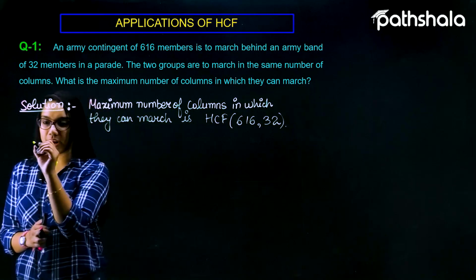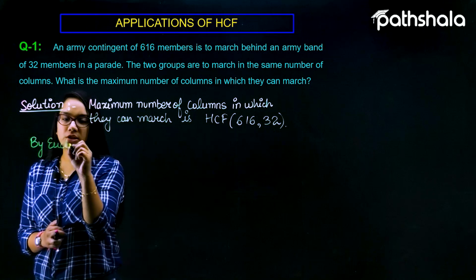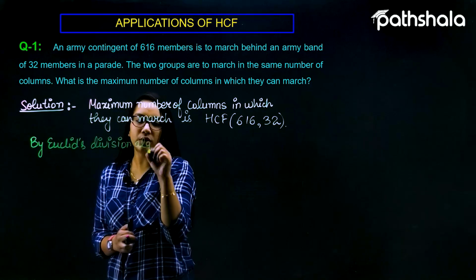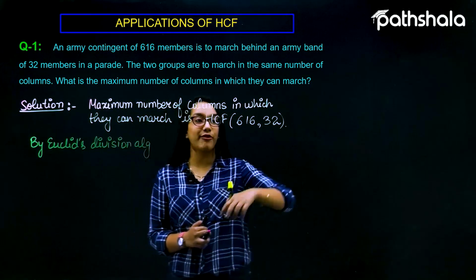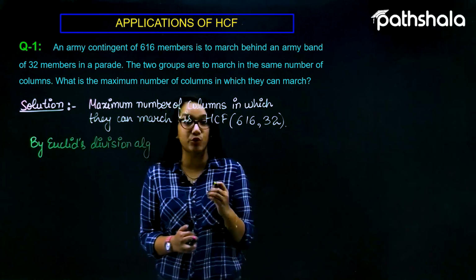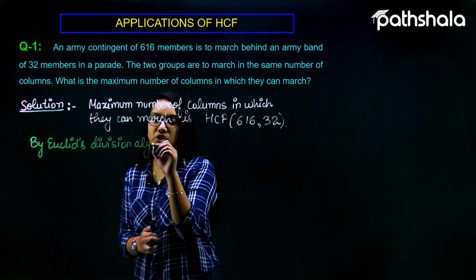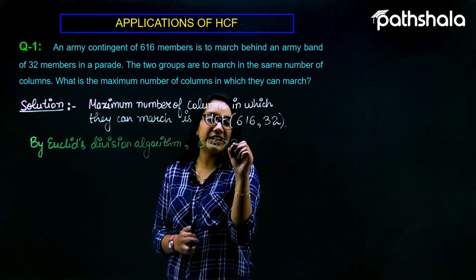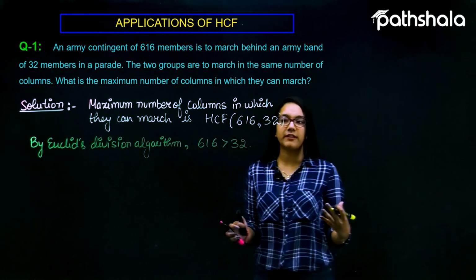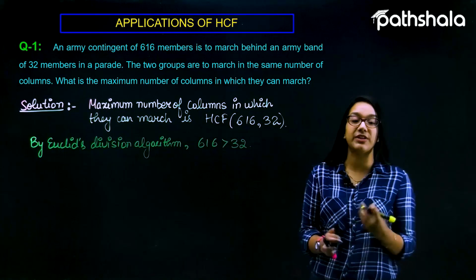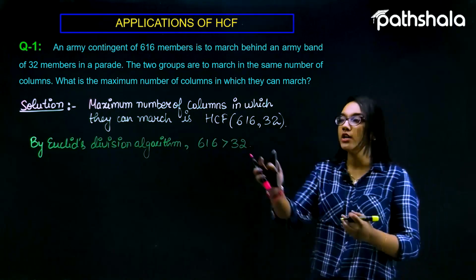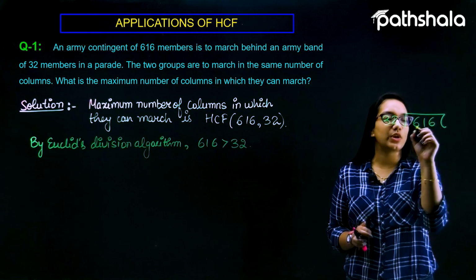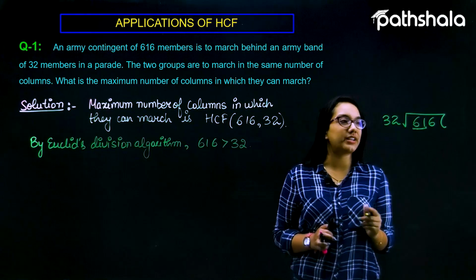By Euclid's division algorithm, if we are finding the HCF of these two numbers, the very first step is this: 616 is greater than 32, so 32 will be the divisor and 616 is the dividend. So let's divide these two numbers. We have 32 as the divisor and 616 as the dividend. Let's start dividing by taking 61 first.